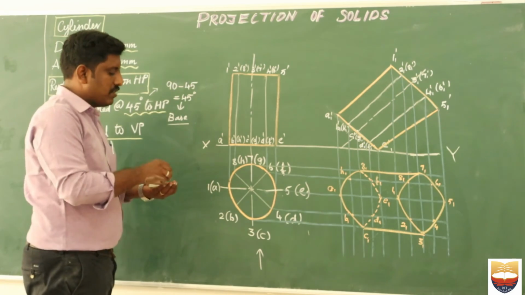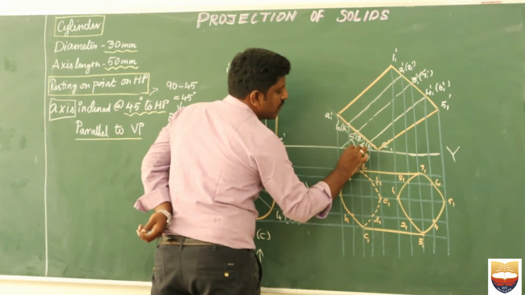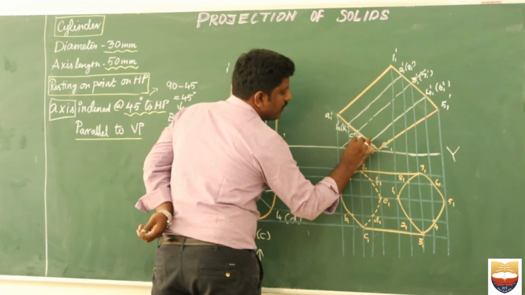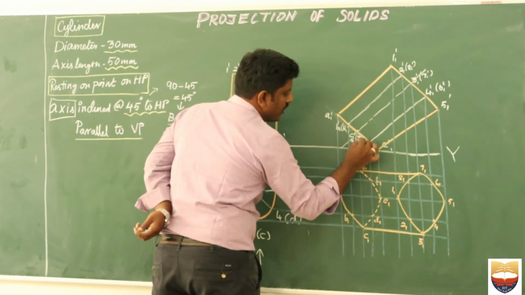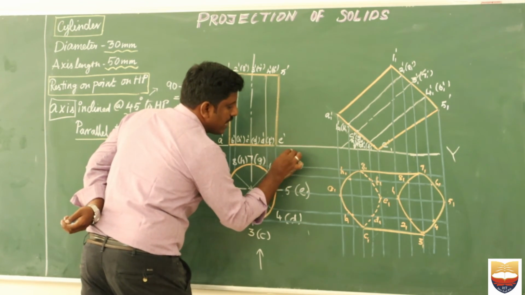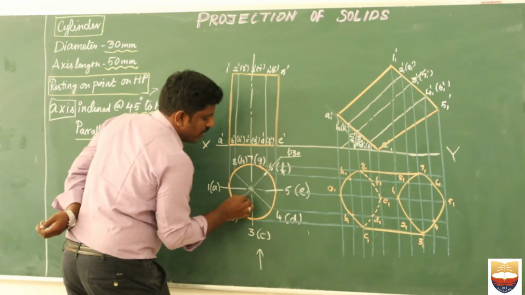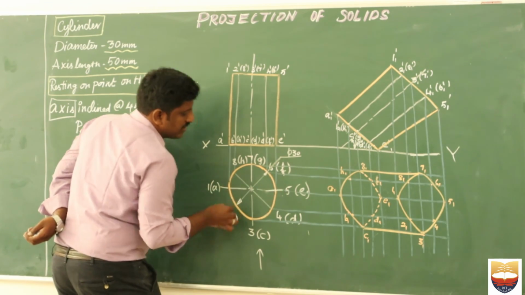So here the dimension part is, I need to dimension this angle. You be very clear. You should not dimension your base inclination. Only your axis inclination, which is your 45 degree. And you know the diameter of the circle is given as dia 30. So first you need to complete by having an arrowhead, and you try to mark it as a dia 30.